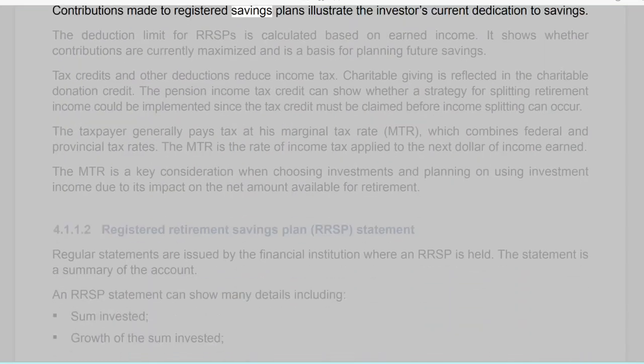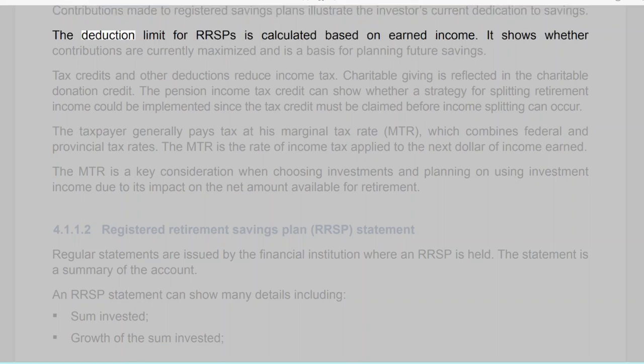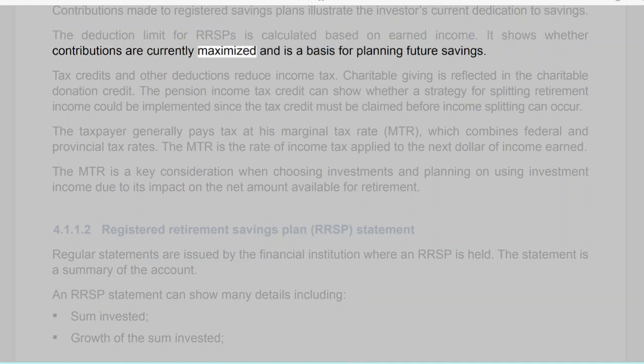Contributions made to registered savings plans illustrate the investor's current dedication to savings. The deduction limit for RRSPs is calculated based on earned income. It shows whether contributions are currently maximized and is a basis for planning future savings.